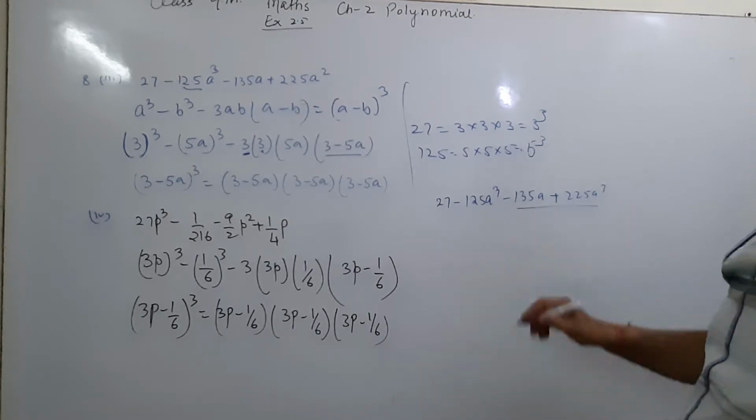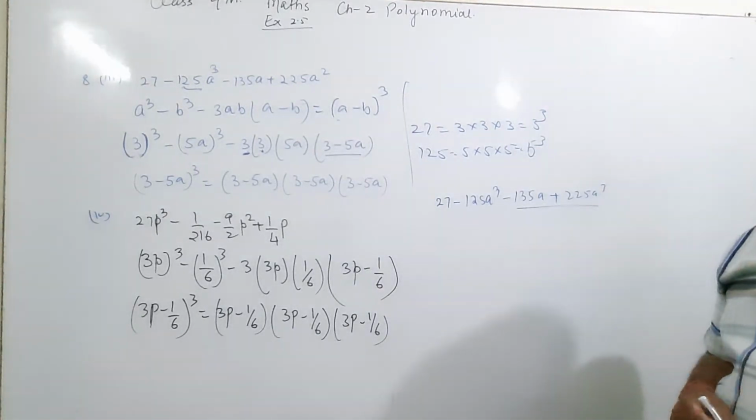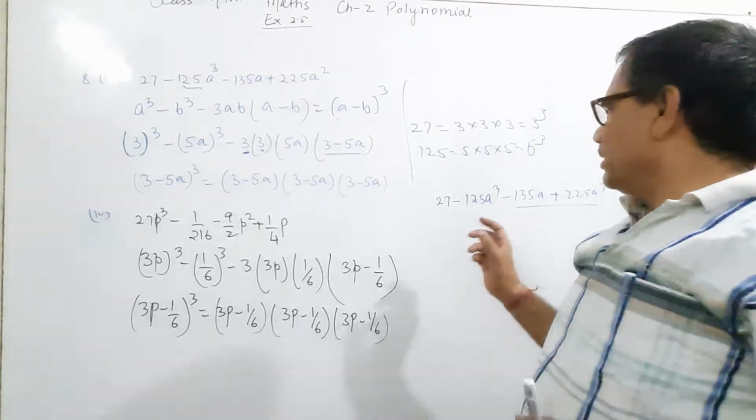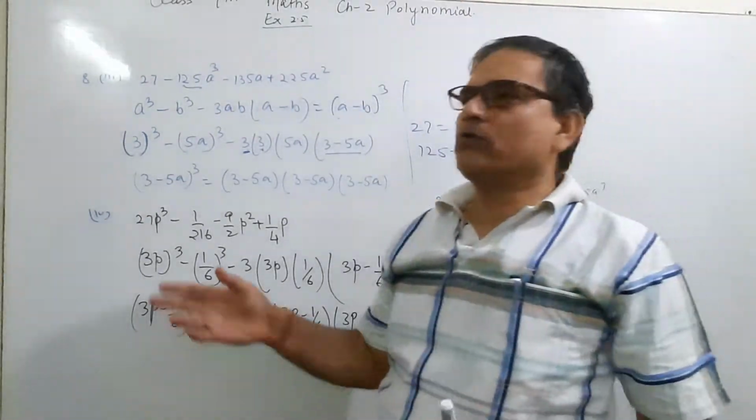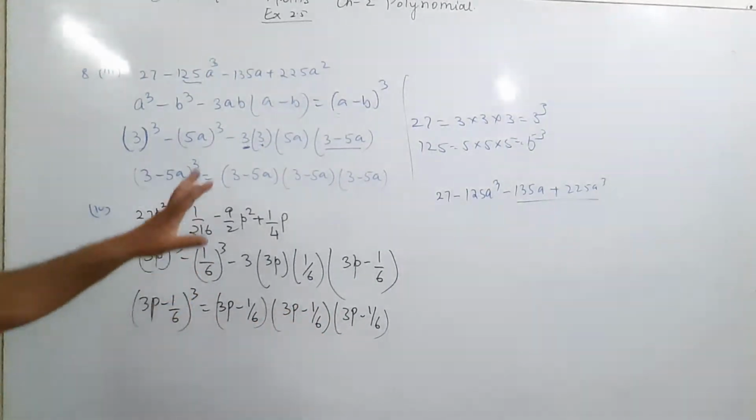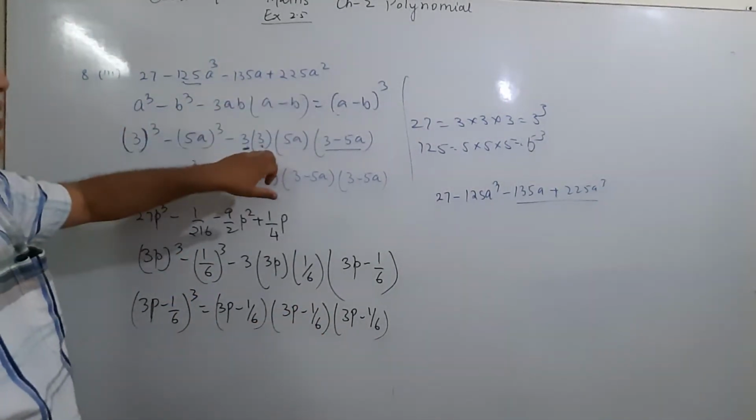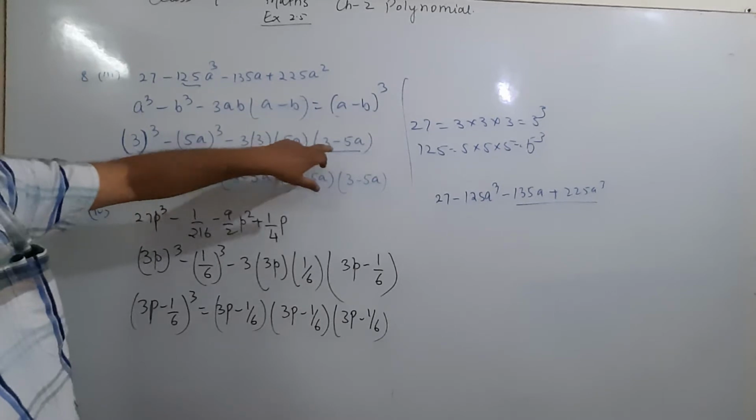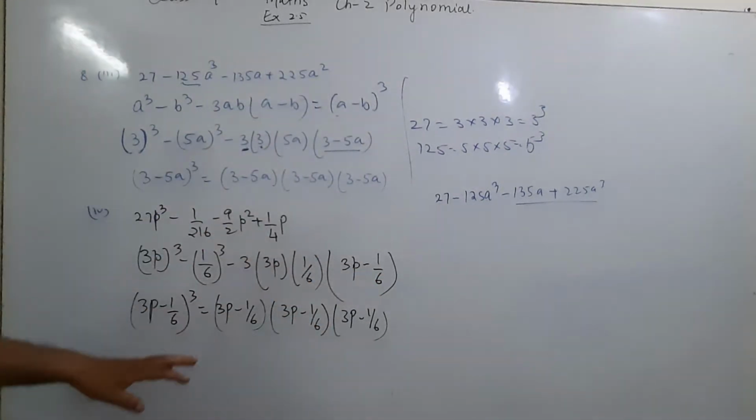We can also take common. It can be solved by taking the common in the last two terms, and then we have to come again to this formula, the identities. We can take common from the last two terms and form it in this way, and we can solve it. But we are solving only one method.